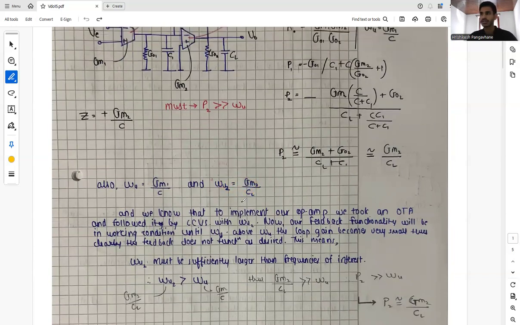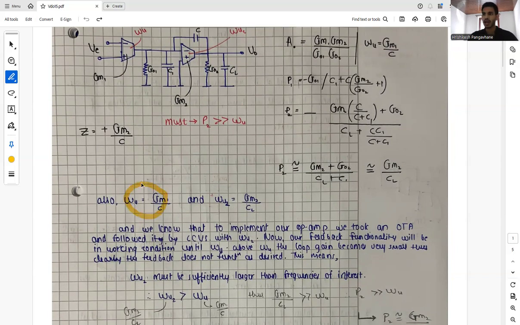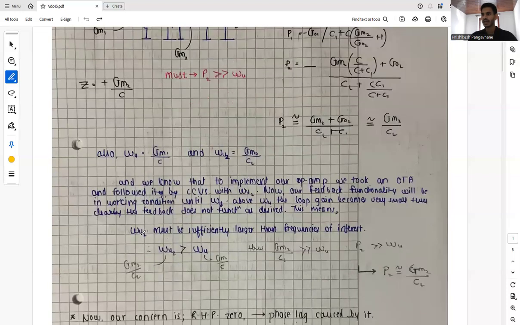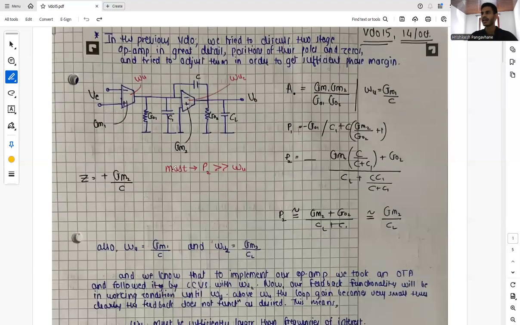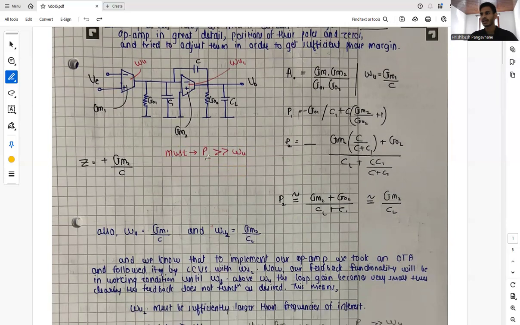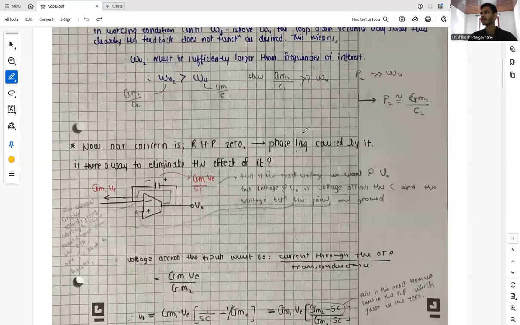So what are the frequencies of interest? Our frequencies of interest are basically omega u and the frequencies below that. So our omega u2 should be greater than omega u, and we have the values gm2 by CL and gm1 by C for our omega u2 and omega u. Thus we can say that gm2 by CL should be greater than omega u, and this is what we intuitively said about where our pole P2 lies. So P2 should be very much greater than omega u, and that is the must condition we are assuming: our pole 2 should lie at a very high frequency compared to omega u, which is our unity gain frequency.